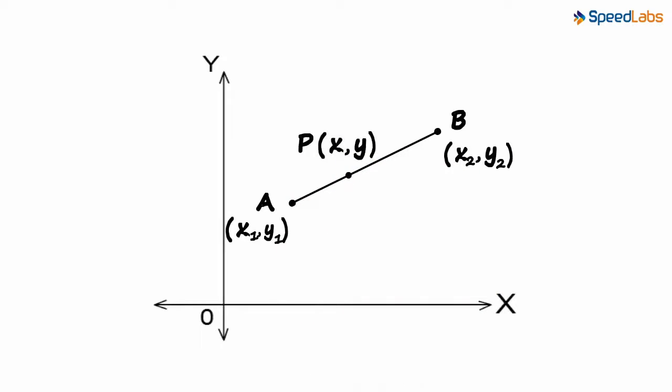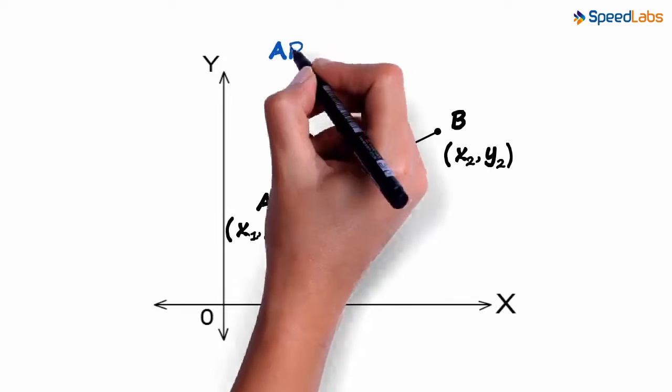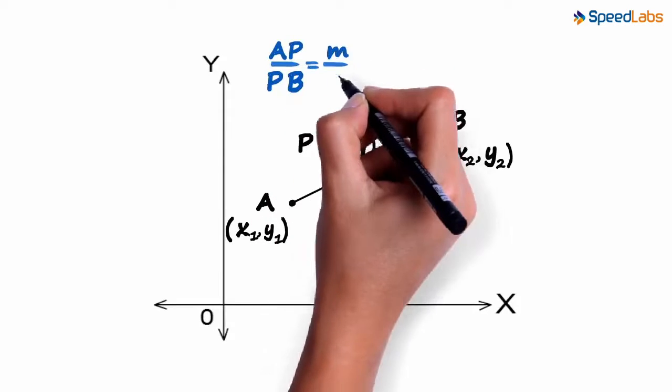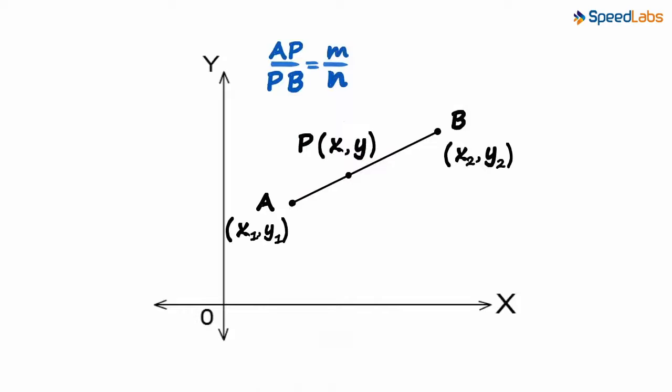There is another piece of information we have been given. The ratio of AP to PB is the same as the ratio of M to N. So this is all we have, and we need to find the coordinates of point P in terms of x1, y1, x2, y2, M and N.